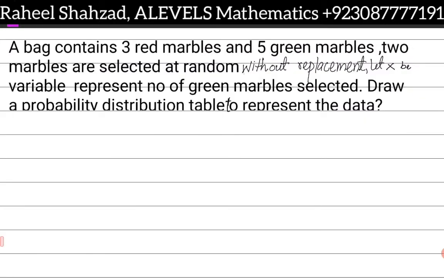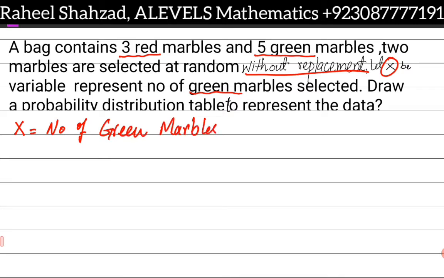Okay, so in this part, a bag contains 3 red marbles and 5 green marbles. 2 marbles are selected at random without replacement. Now let X be the random variable representing the number of green marbles selected. So we have defined initially X is equal to the number of green marbles selected. Draw a probability distribution table to represent the data.